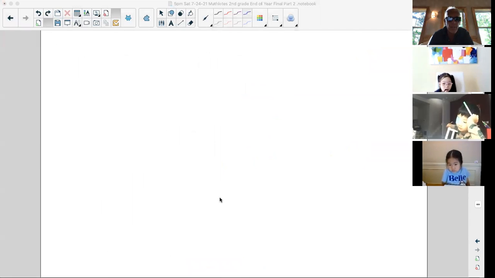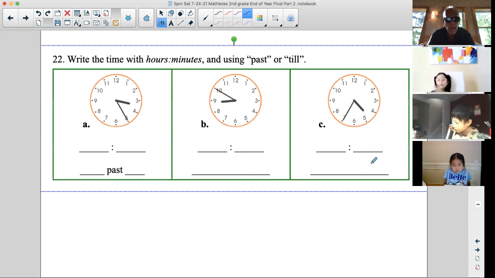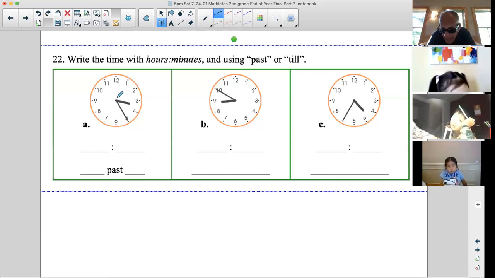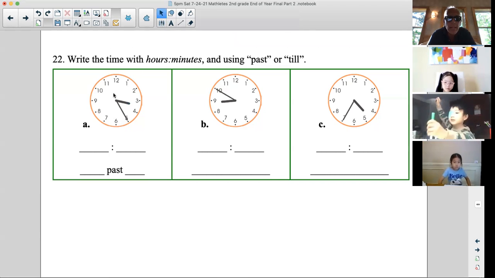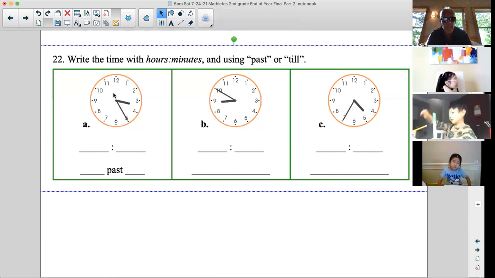Okay, let's do the next one together. Now the next one is about time. And I want you guys to write the hours and the minutes. So let's try that. Everybody look at the first clock. The first clock has an hour hand and it has a minute hand. And I want you guys to think about what time that represents.